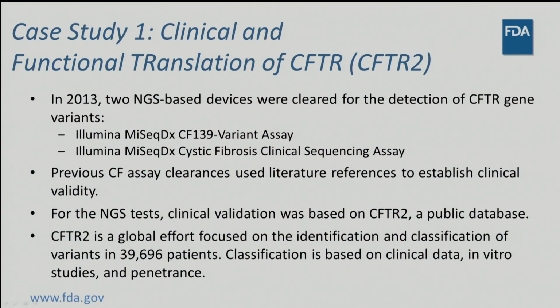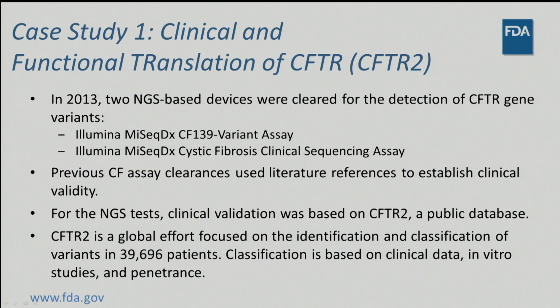In the first case, the CFTR2 database was used to establish the clinical validity of the Illumina MiSeq Dx CF assays. The Illumina MiSeq Dx CF139 variant assay and the Illumina MiSeq Dx cystic fibrosis clinical sequencing assay are NGS-based tests that were cleared in 2013 for the detection of variants in the CFTR gene.